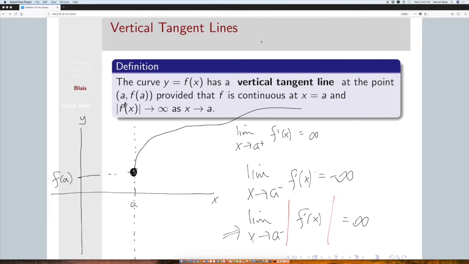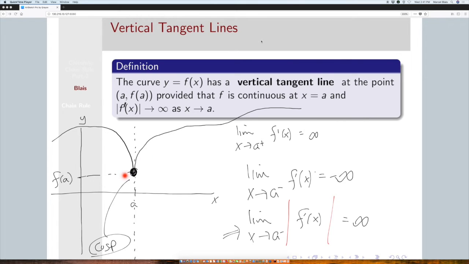But if, as we approach x equals a from the left, the derivative is approaching negative infinity, we're getting steeper and steeper tangent lines with negative slopes. So we'd be coming in something like this. So as you get closer and closer to x equals a from the left, your tangent line is getting steeper and steeper, but with a negative slope. And in this case, by the way, this is what we call a cusp.